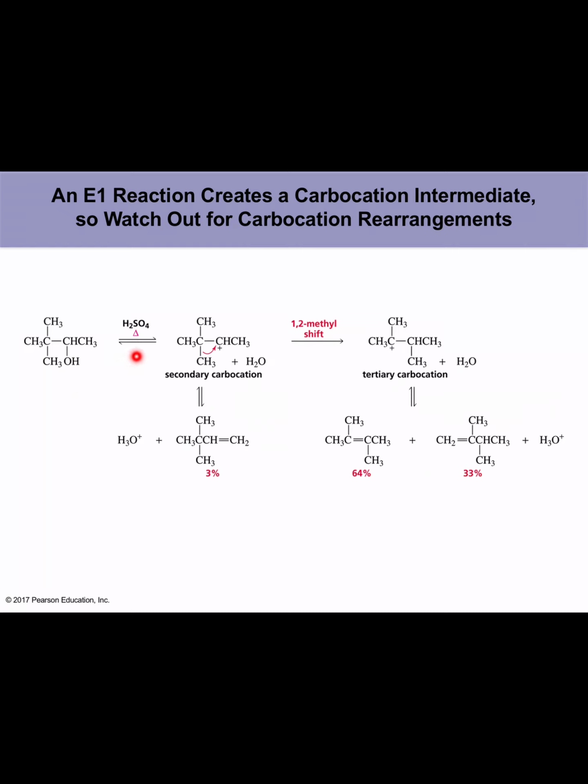You add sulfuric acid. So we know what's happening when you add sulfuric acid. The alcohol will get protonated, forming a good leaving group, water, and it leaves. So then a carbocation forms on this carbon, and this is a secondary carbocation. Now there is a possibility that this can rearrange to form a tertiary carbocation. How? By a methyl shift, a 1,2 methyl shift.